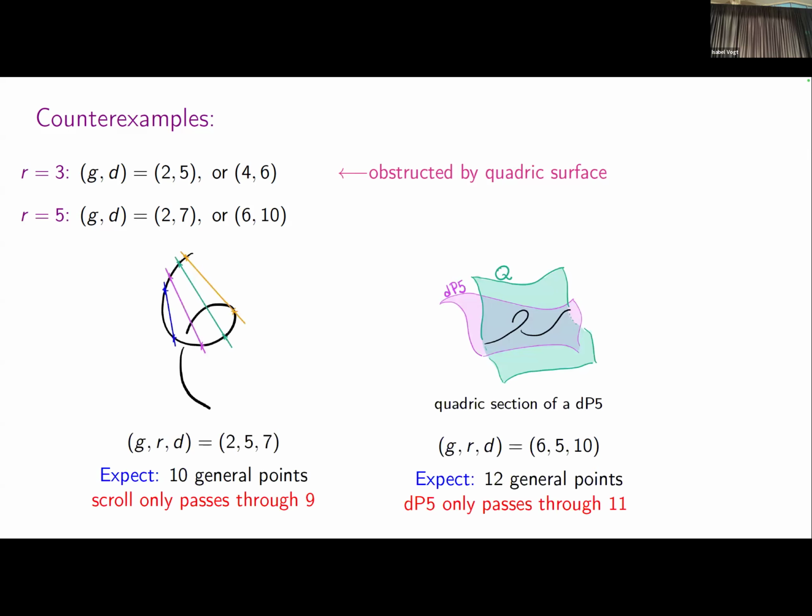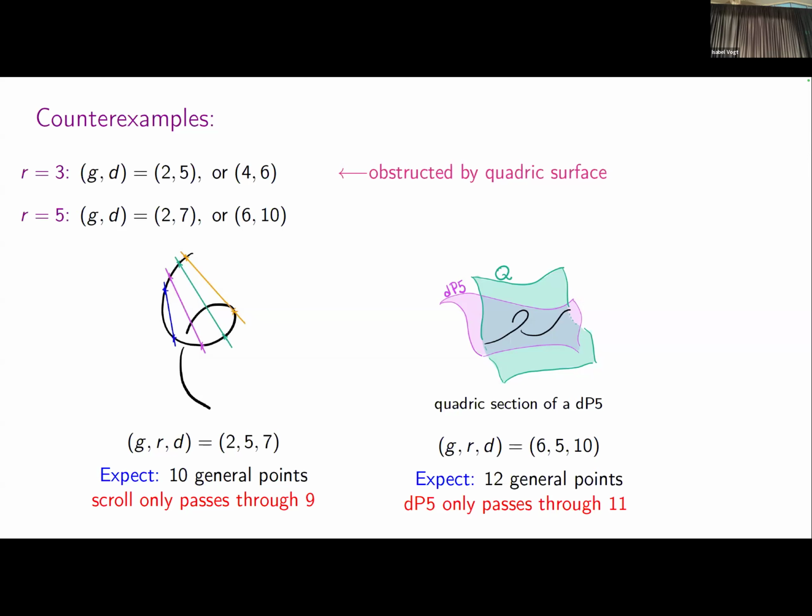So let me move over here. Let me explain to you first this one, the genus 2 example. Genus 2 curves are hyperelliptic, which means I can take pairs of points that are conjugate under the hyperelliptic involution, and I can join them by lines. If I do that, I'll get some scroll swept out by these lines that has to contain my curve. And that hyperelliptic scroll only passes through 9 general points, even though the conjecture would say that the curve passes through 10 general points. And let me note that in this case of genus 2 degree 5, the quadric is this hyperelliptic scroll.